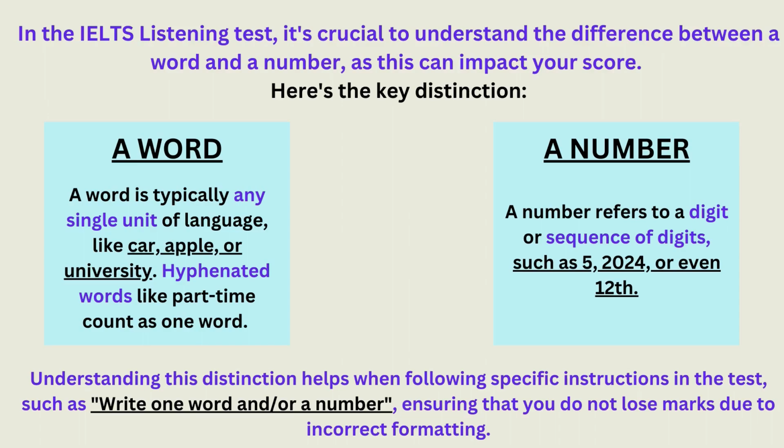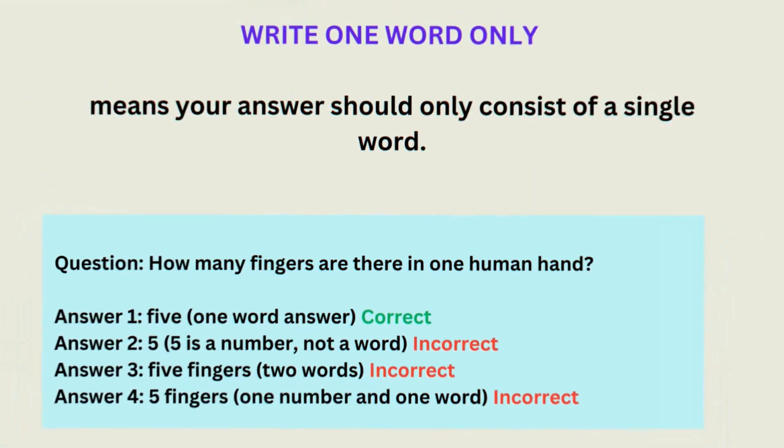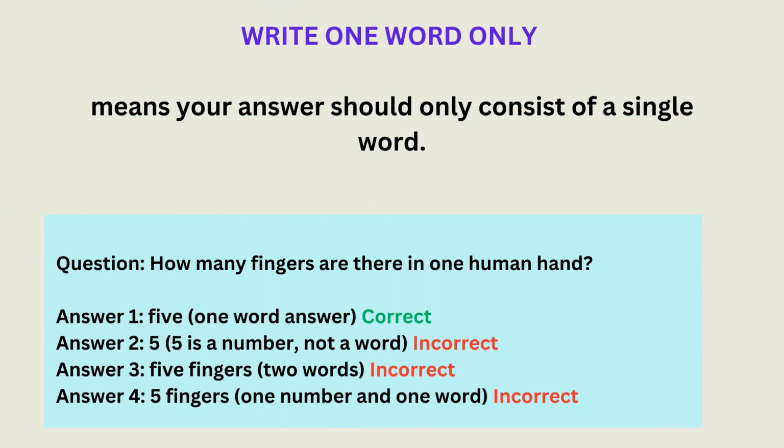Understanding this distinction helps when following specific instructions in the listening test, such as write one word and or a number. This ensures that you do not lose any marks due to incorrect formatting or incorrect understanding of the instructions. Now, we are going to discuss each instruction of the IELTS listening test in detail. First, let's talk about the instruction write only one word.